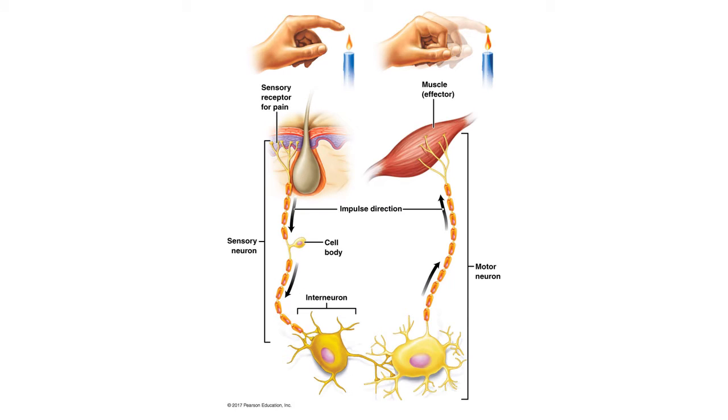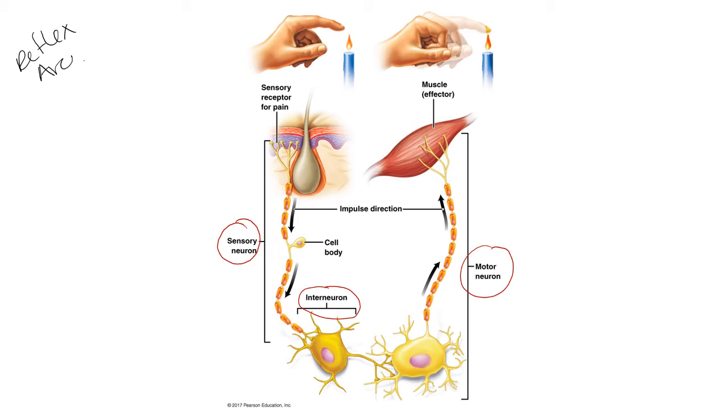Just to remind you, because I'm talking about sensory neurons and motor neurons, I wanted to show you a quick diagram from your textbook of what is considered a simple reflex arc. First, remember that there are three types of neurons: sensory neurons, interneurons, and motor neurons.